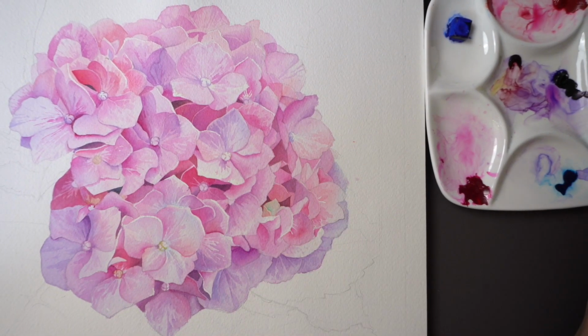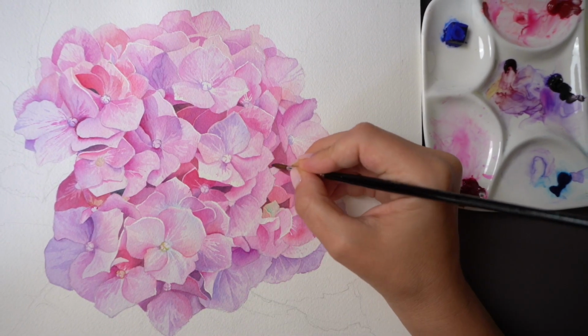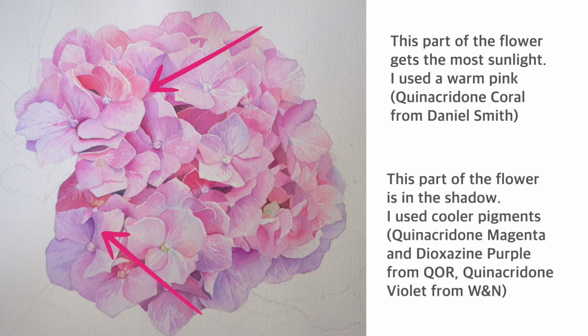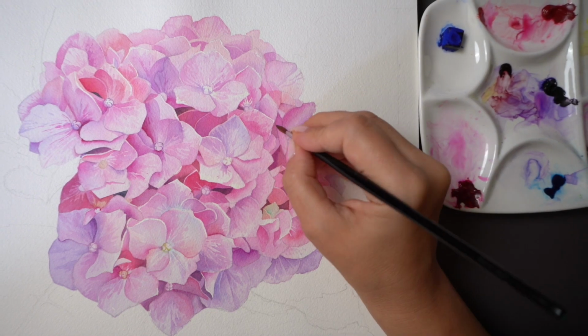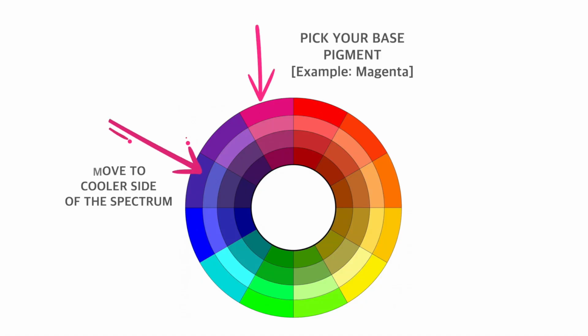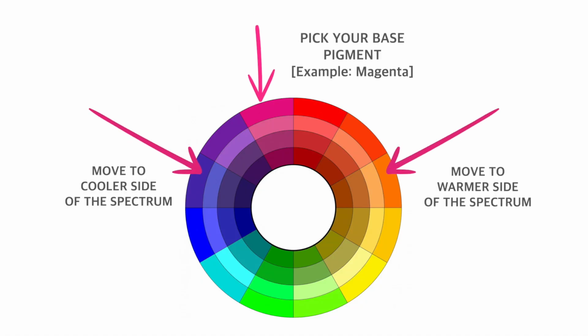This pink hydrangea from my latest Skillshare class is illuminated from the top right. Using warmer shades of pink is appropriate right here, and I used quinacridone coral from Daniel Smith. But as we move down, cooler shades of pink like quinacridone magenta and even quinacridone violet and purple are more appropriate. I hope you noticed that in both examples, I start with a base color and then I move up and down or left and right along the color spectrum to find cooler and warmer variations of my base color. That's it. That's how I extend my palette.